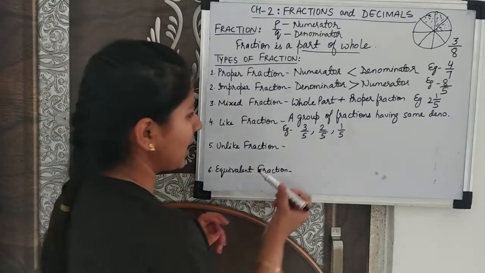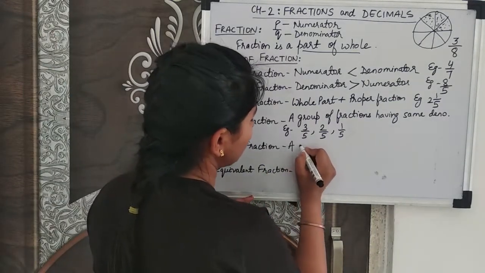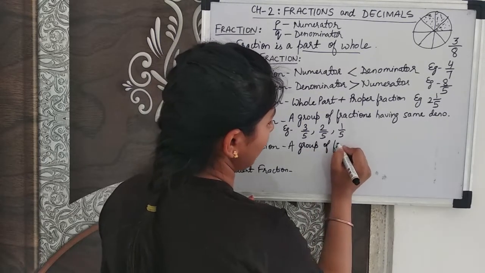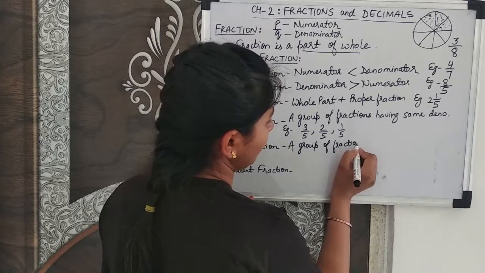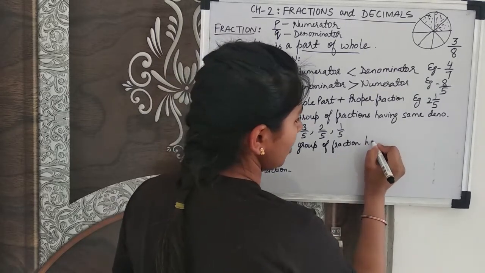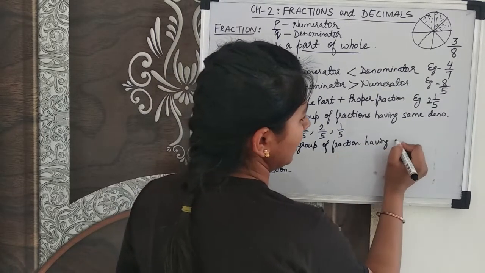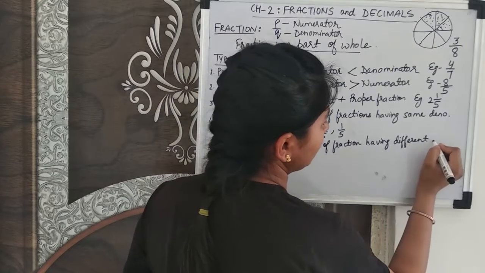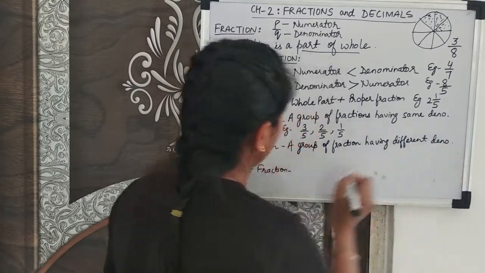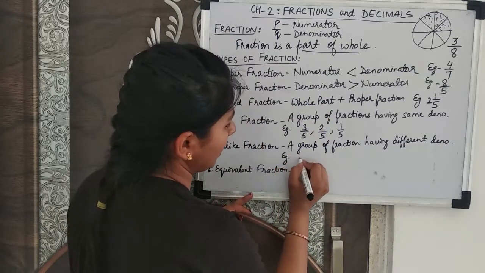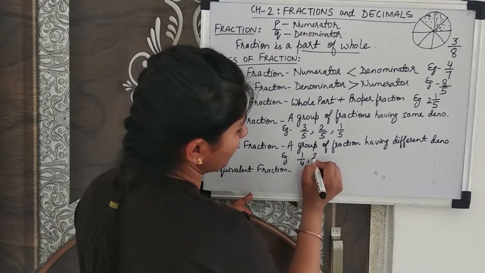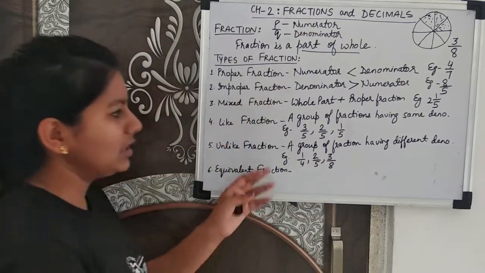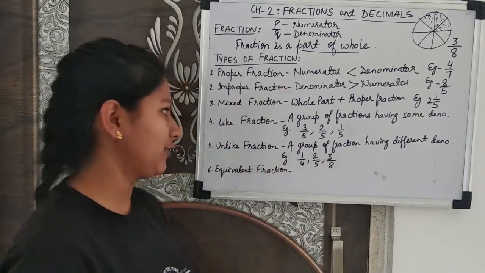Now for unlike fraction, what will we say? Again it's a group of fractions, having different denominators. It's just the opposite of like fraction, having different denominators. Example, we can have 1 by 4, 2 by 5, 3 by 8. These are examples of unlike fractions.